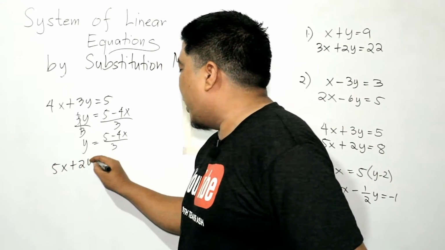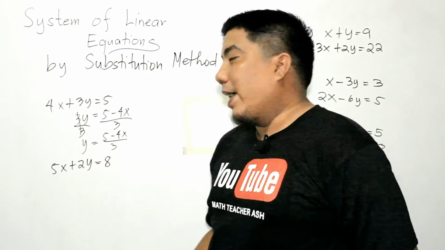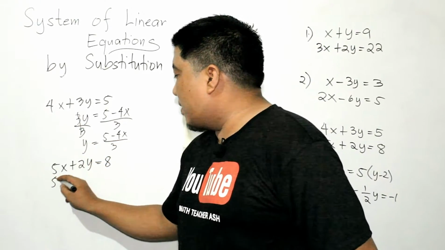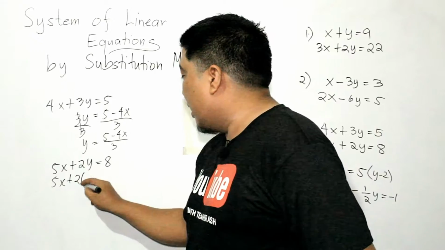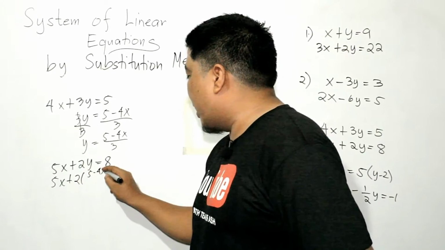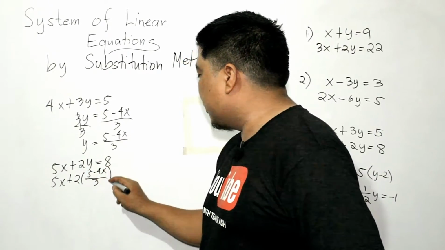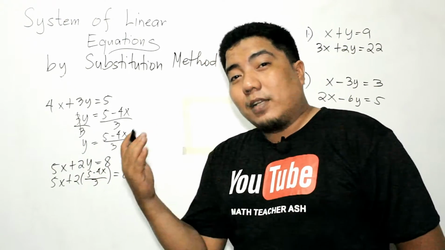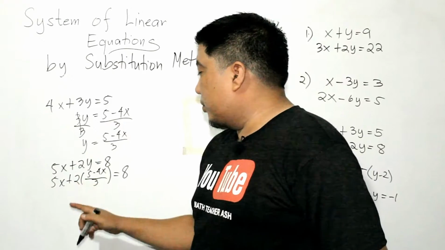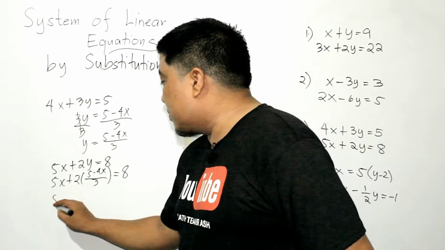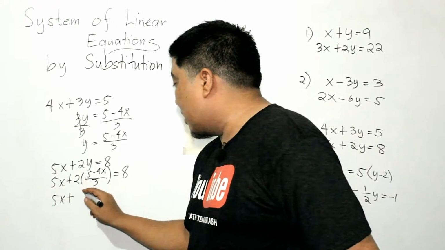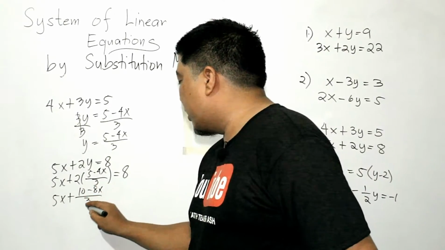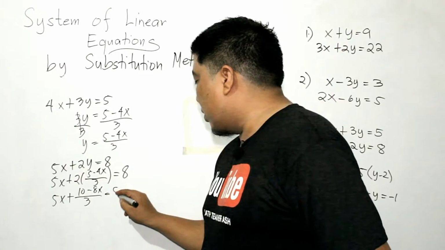5x plus 2y is equal to 8. Okay? And then, I will substitute the value of y here. So that gives me 5x plus 2 times (5 minus 4x) over 3 is equal to 8. What I need to do now is to distribute the value of 2 to my quantity. That gives me 5x plus (10 minus 8x) over 3 is equal to 8.